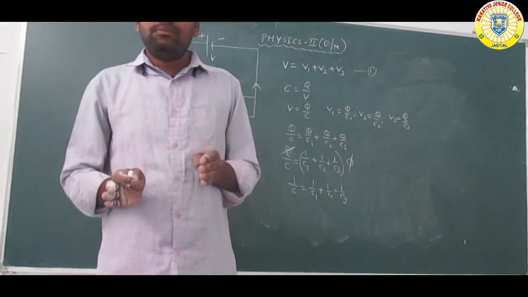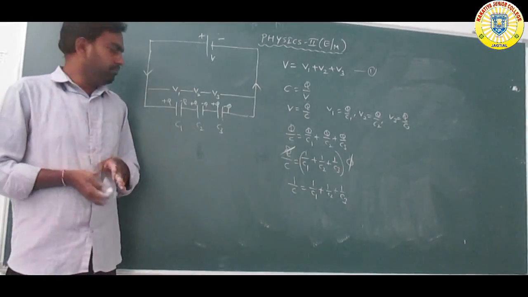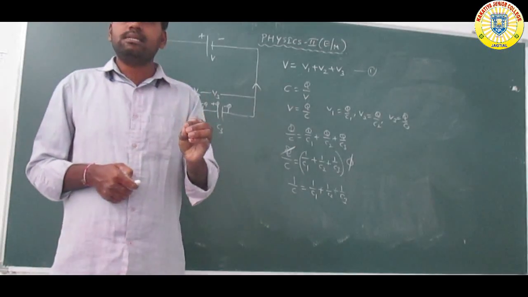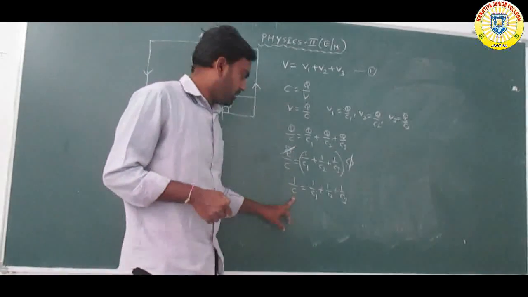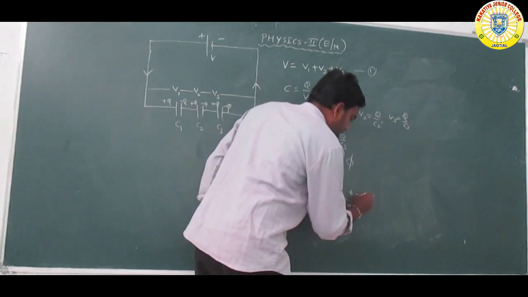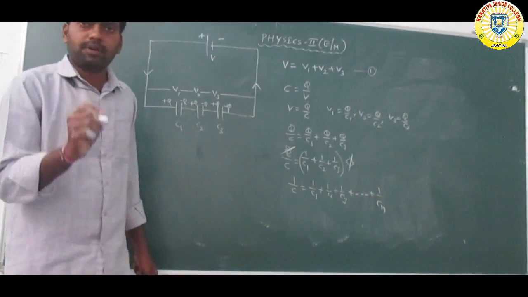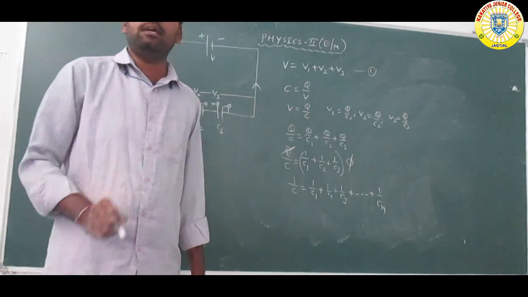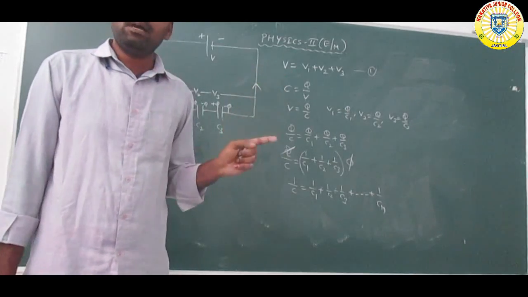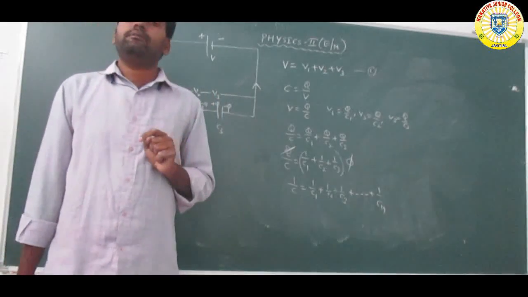Now, if a number of capacitors are connected in a series combination, the effective capacitance we can write as 1 by C is equal to 1 by C1 plus 1 by C2 plus 1 by C3 plus etc. up to 1 by Cn. Okay, this is the case when a number of capacitors are connected in series. The effective capacitance is 1 by C equals 1 by C1 plus 1 by C2 plus 1 by C3 up to 1 by Cn.